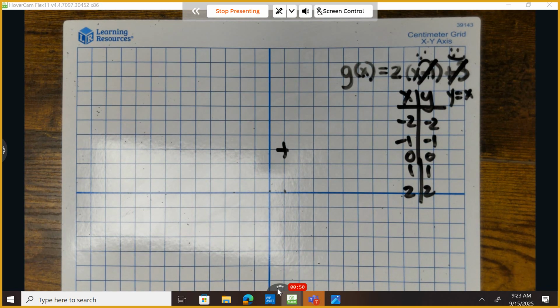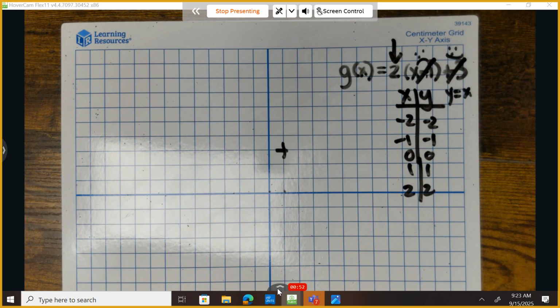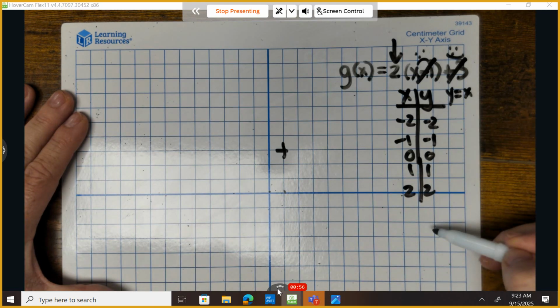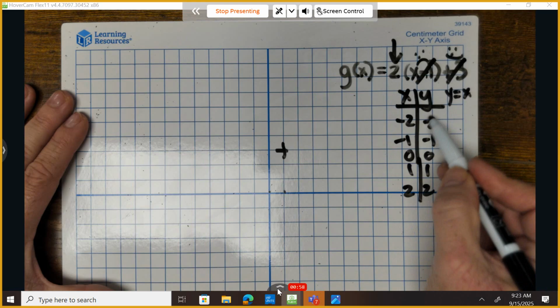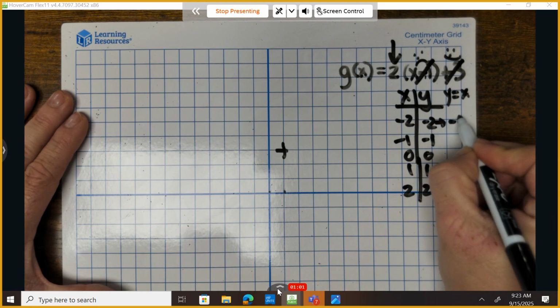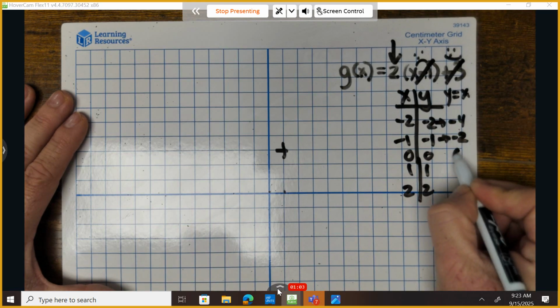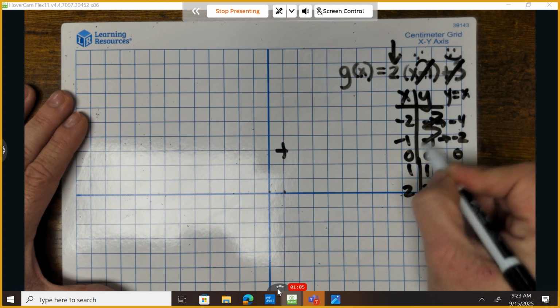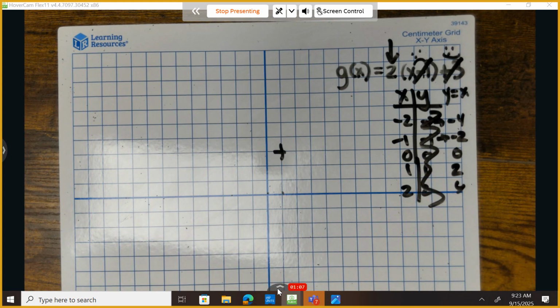Any number that's directly in front of the parent function, and actually stuck with it, we're going to take that value and always multiply it by the y's, or the output value. So each of these is going to be multiplied by 2. So we have -4, -2, 0, 2, and 4. Now, how do I use these numbers in order to graph the line?